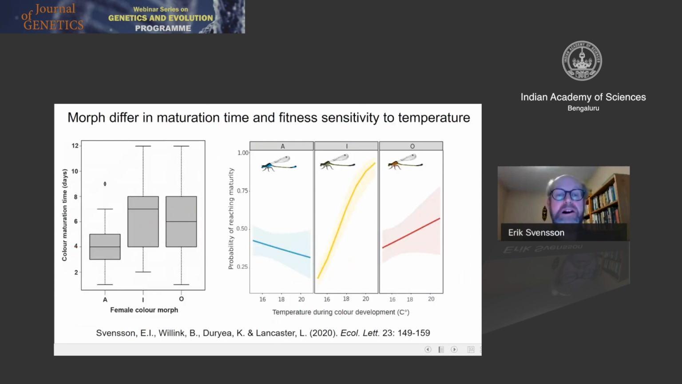And experiments we have been doing in large outdoor mesocosms also show that the androchrome females have a shorter color development time. They can reach sexual maturity faster than the other morphs, which presumably gives them an advantage in cold environments and short summers. And there is also a strong effect on the probability of surviving to maturity, depending on the temperature these morphs experience during color development, with the male mimics doing better at low temperatures and worse at high temperatures, and vice versa.